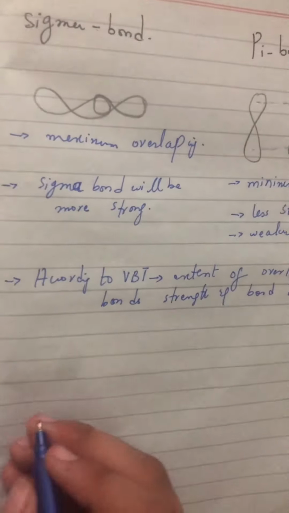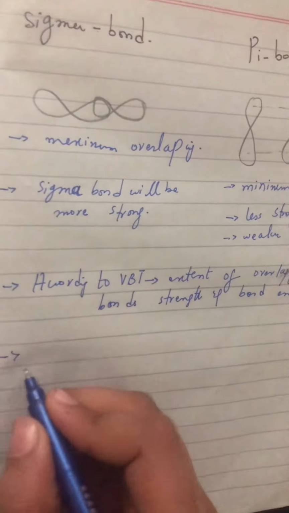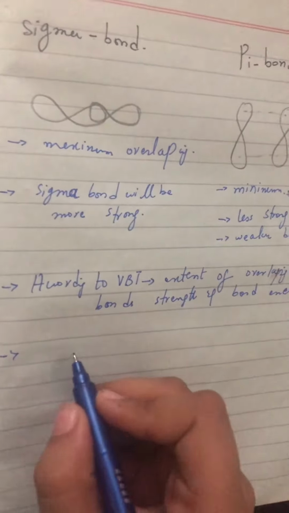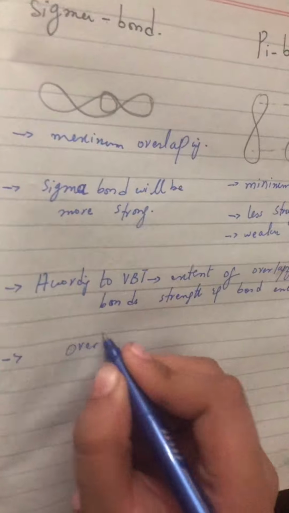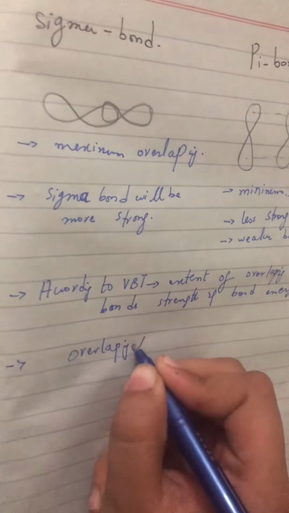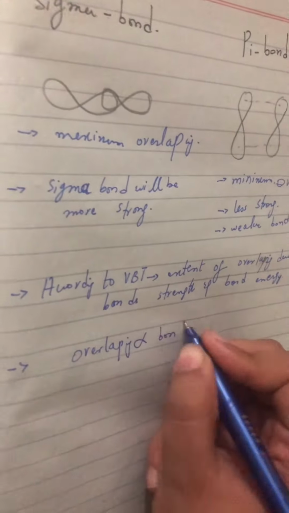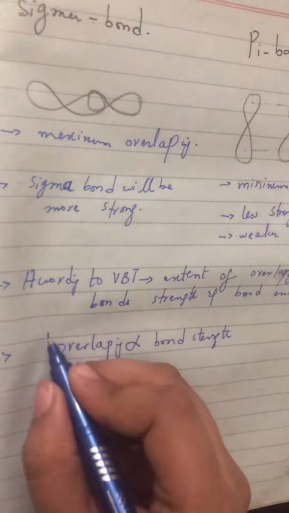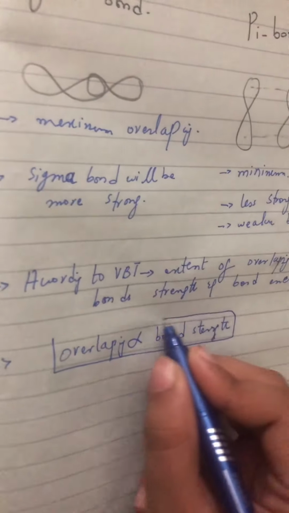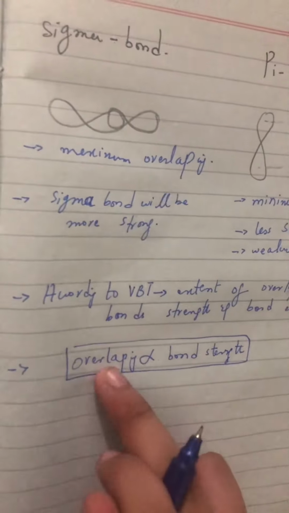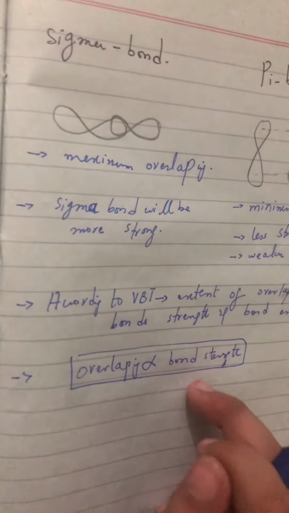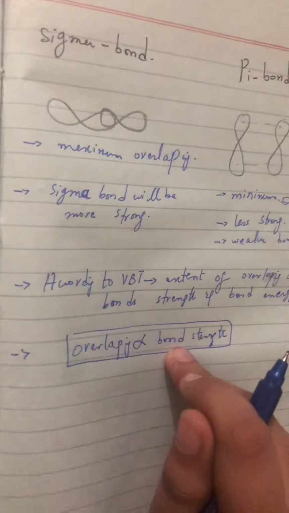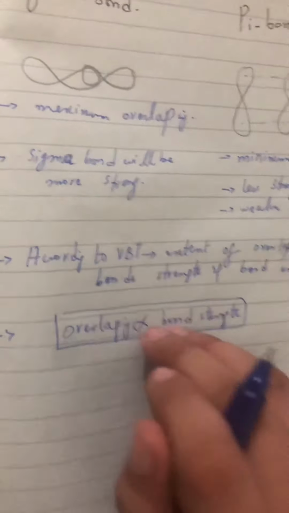After that, as I told, there is maximum overlapping, so here's the point that overlapping is directly proportional to the bond strength. How? Because the maximum overlapping gives the maximum bond strength, as in sigma bond. Minimum overlapping gives minimum bond strength. So that's why overlapping is directly proportional to the bond strength.